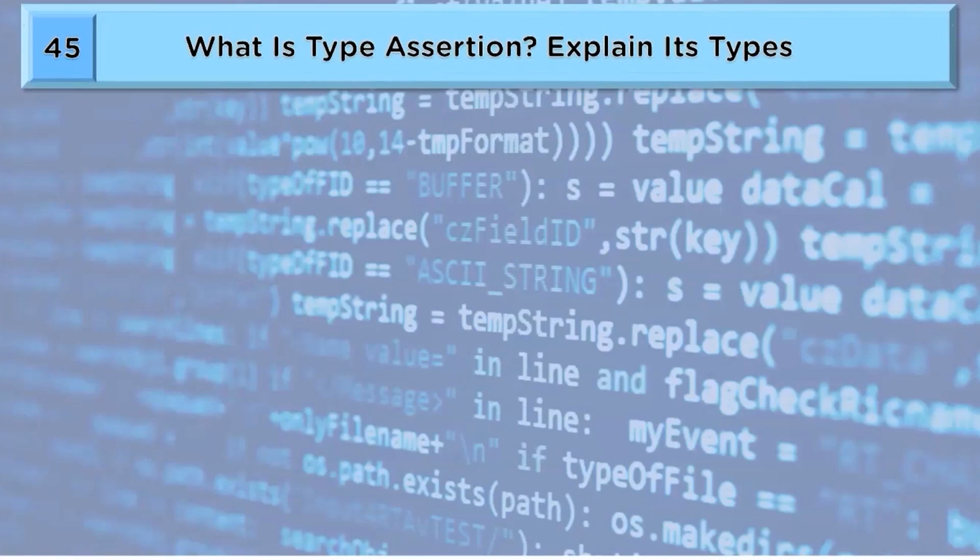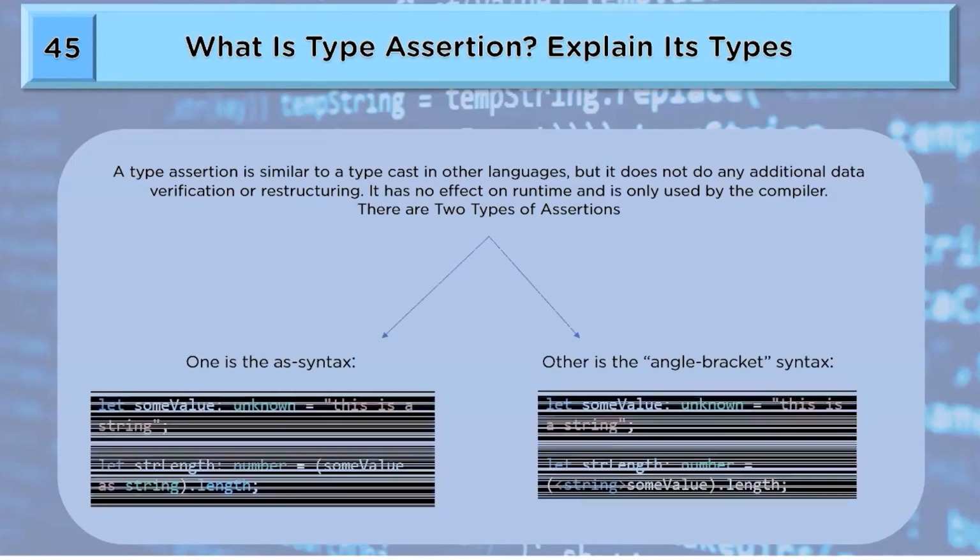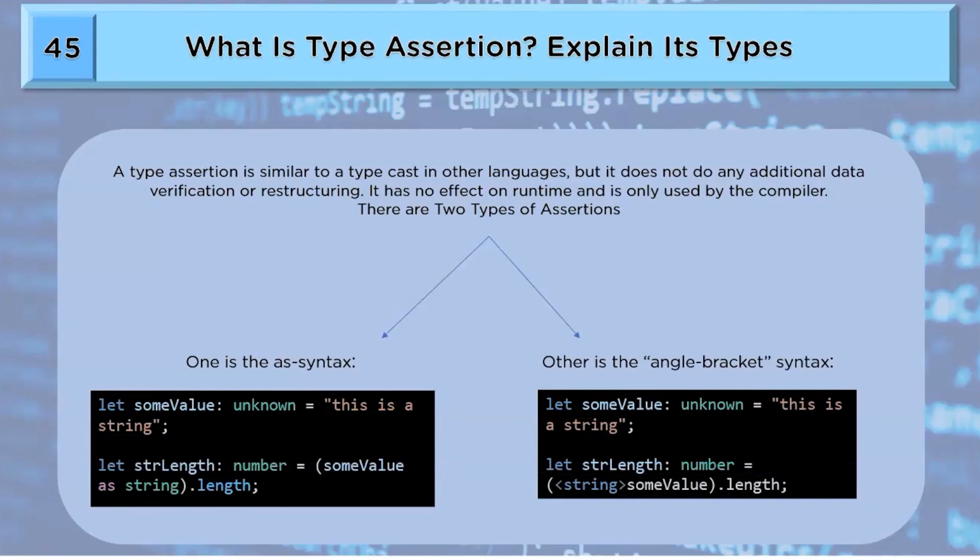What is type assertion? Explain its types. A type assertion is similar to a typecast in other languages, but it does not do any additional data verification or restructuring. It has no effect on runtime and is only used by the compiler. There are two types of assertions. One is the as syntax, the other is the angle bracket syntax. Below is an example for the as syntax and the angle bracket syntax.